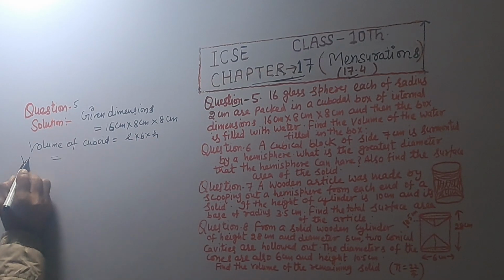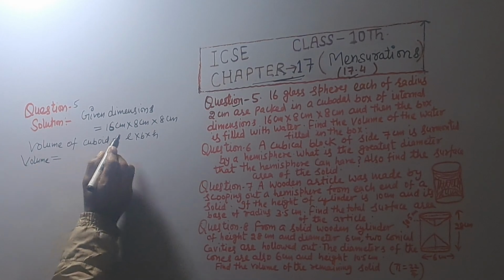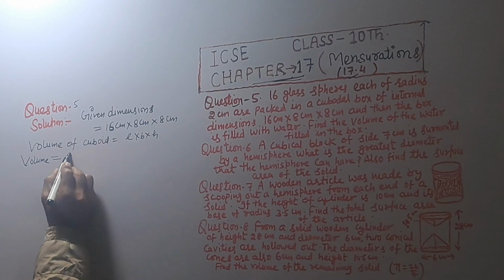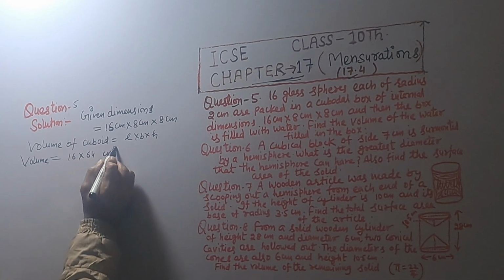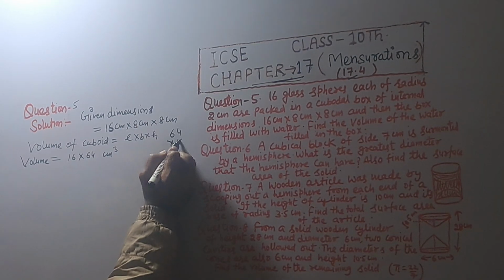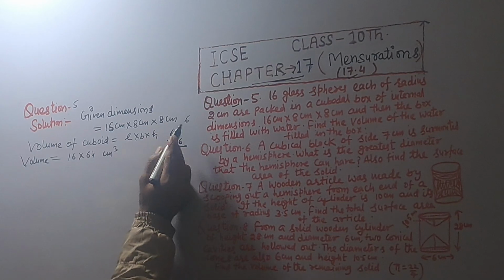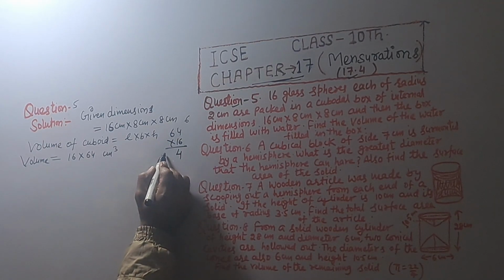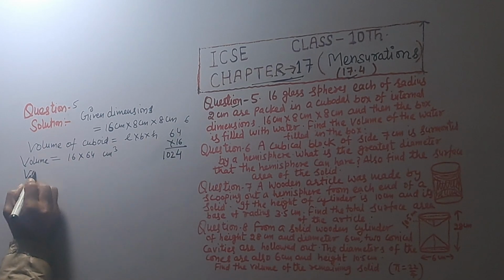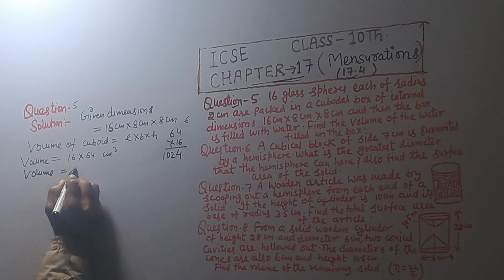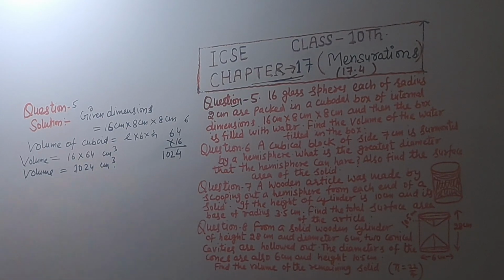That is, volume is equal to 16 into 8 into 8, 8 8s are 64 centimeter cube. 64 into 16. 16 4s are 64, 6 carry. 16 6s are 96. 96 plus 6 is equal to 102. Volume is equal to 1024 centimeter cube.